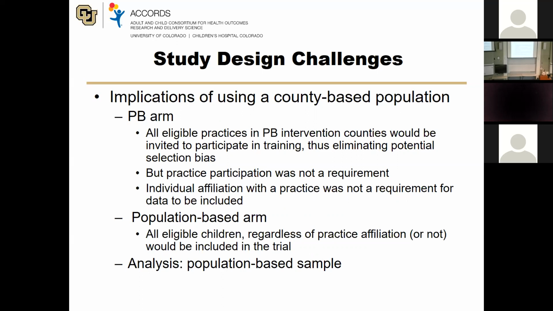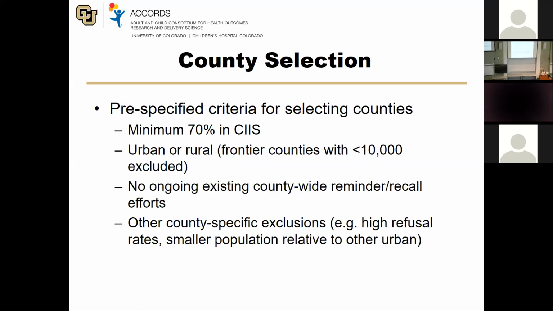And then in the population-based arm, all eligible children, regardless of practice affiliation, would be included in the trial. And the analysis was really a population-based sample. So one of the next things we had to think about was what counties. We decided on counties in Colorado. We wanted a minimum of 70% of the eligible children in CIS.